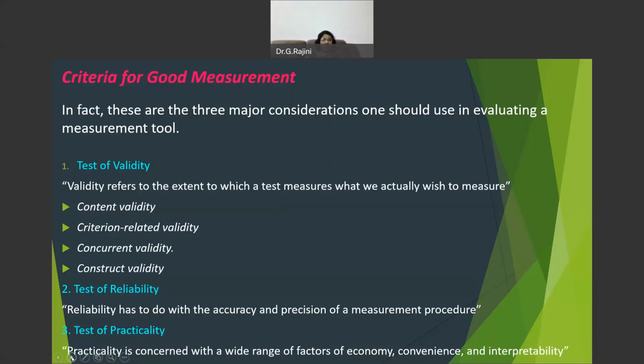Then test of practicability. Practicability is considered across a wide range of factors like economy, convenience, and interpretability. Supposing I sit down in South India, but I wanted to know about what's happening in North India as well. So the mobility becomes a great problem, and likewise the amount which you spend on traveling. All these things might be very important, whether it's practically possible or not.